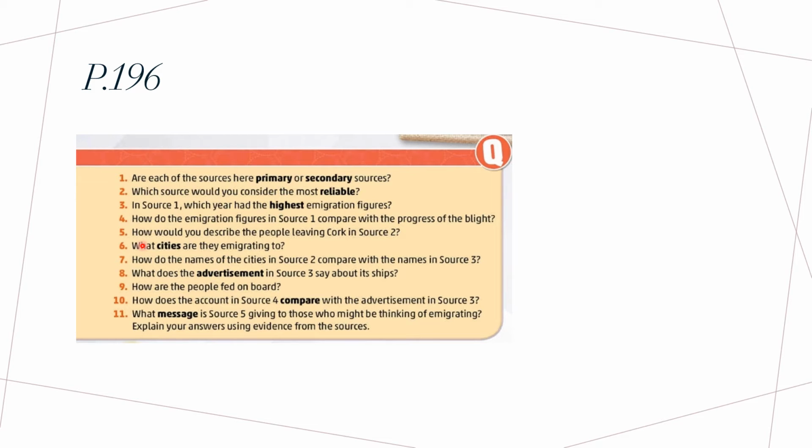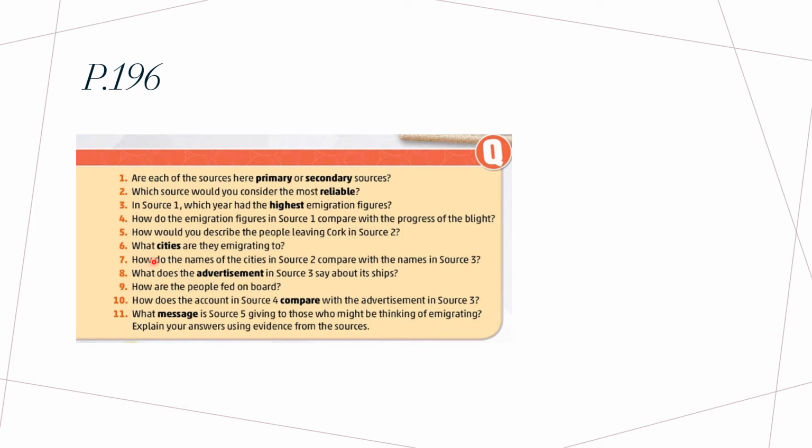And on question 5, how would you describe the people living in Cork in source 2? Okay, so that's looking at the people's living conditions. Sorry, I skipped number 4, I think. How do immigration figures in source 1 compare with the progress of the blight? So from the information that you've studied so far, how does the immigration increase or decrease depending on the failure of the crop, so depending on the blight within the country?